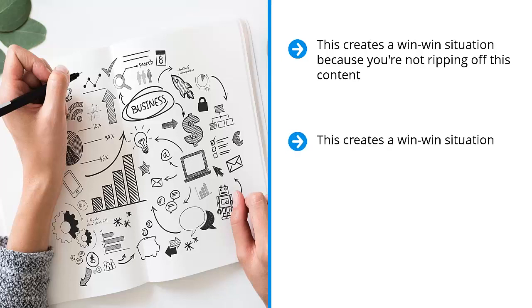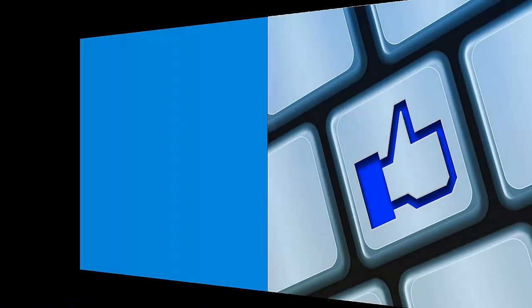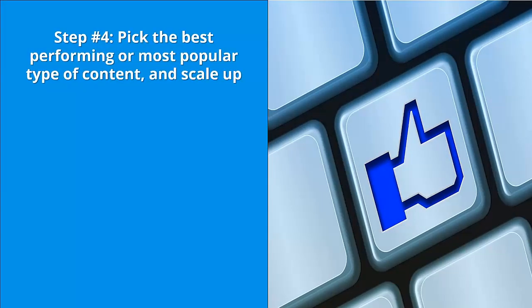The publishers of this content get traffic. You get to build credibility because you're sharing information that your target audience members would actually be interested in. And this leads to the possibility that they would like your page. Once you have built up enough page likes, you can then start sharing your own content, which leads to direct traffic to your website. Step number four, pick the best performing or most popular type of content and scale up.